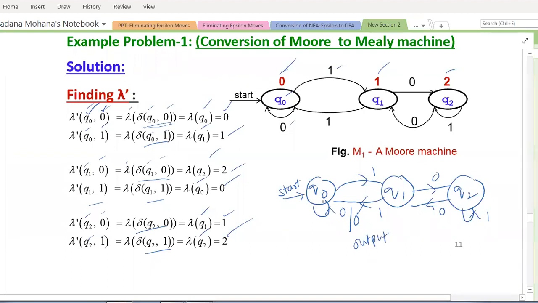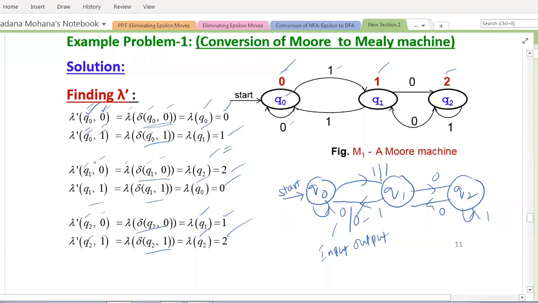For state Q naught, this is input. On input 0, the output is 0. Then similarly from state Q naught on input 1, see the transition, it is going to Q1. Now its output you can represent separated by slash. So Q naught on 1, what is its output here? 1.